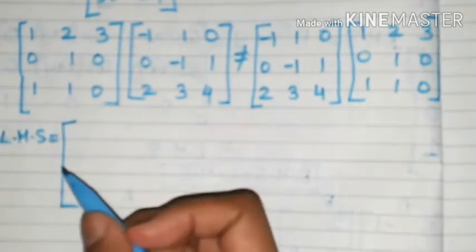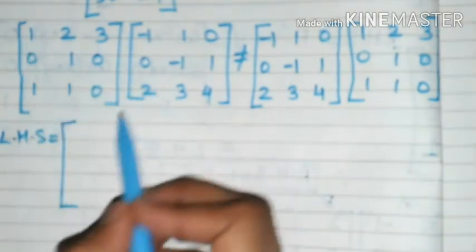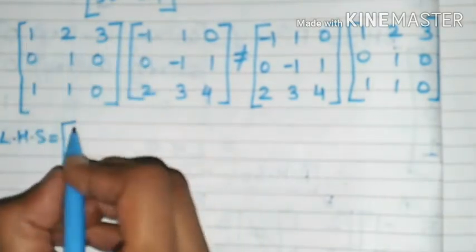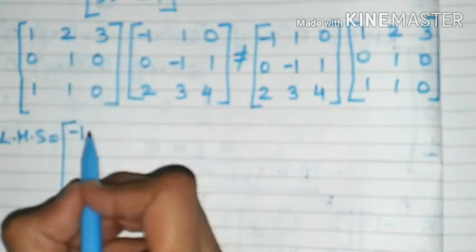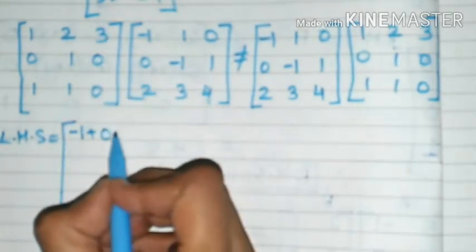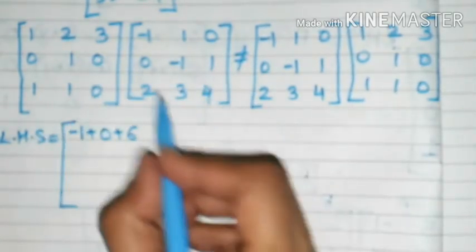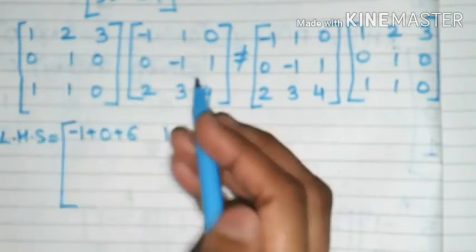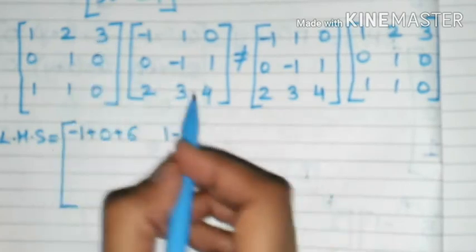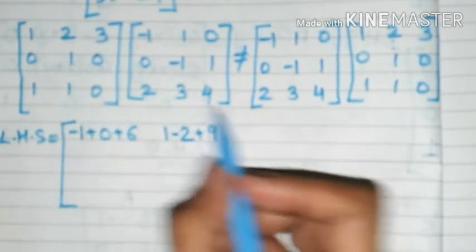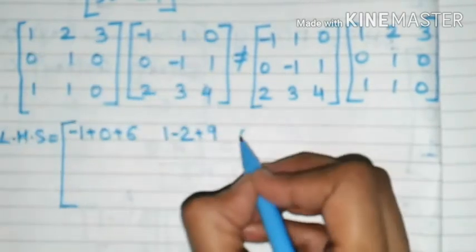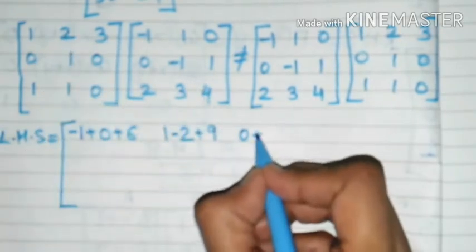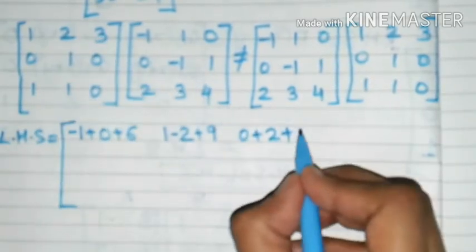So let us multiply it directly. The first row, first column entry will be 1 into minus 1, which is minus 1, 2 into 0, which is 0, 3 into 2, which is 6. The first row, second column will be 1 into 1, which is 1, plus 2 into minus 1, so you'll get minus 2, plus 3 into 3, which is 9. Then the first row, third column will be 0, 2 into 1, plus 4 3s are 12.